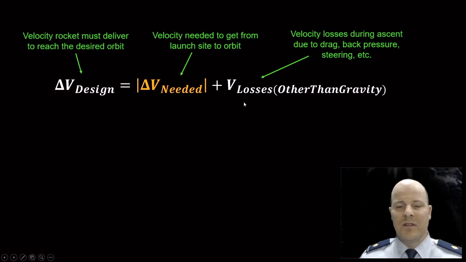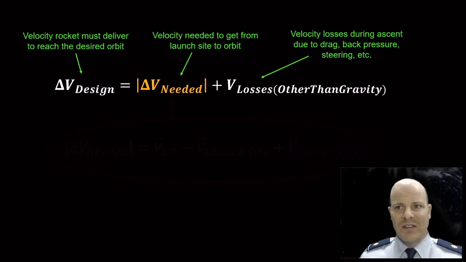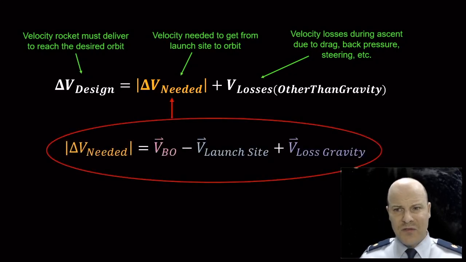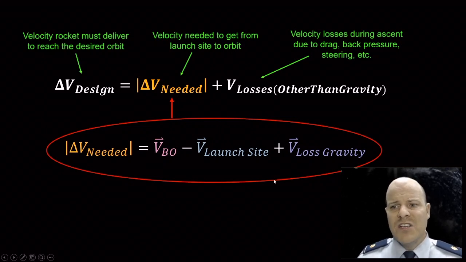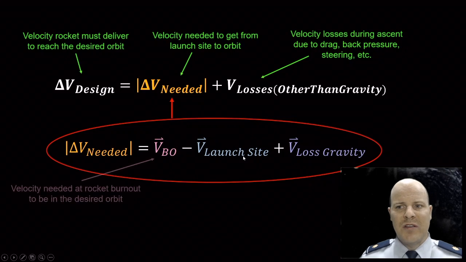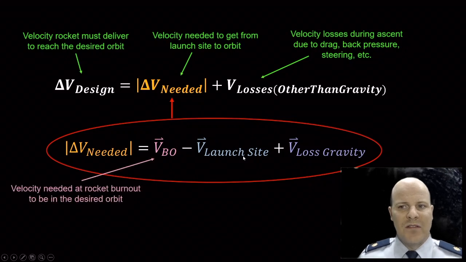So these are the losses that we'll describe to you, and typically these values, V losses other than gravity, is a number that we will give you when you're actually working these problems. So what is delta V needed? Well, delta V needed actually has several different components in and of itself, and we're going to talk about what each of these things are in more detail, but I'm showing you here an overview as to what these three things are.